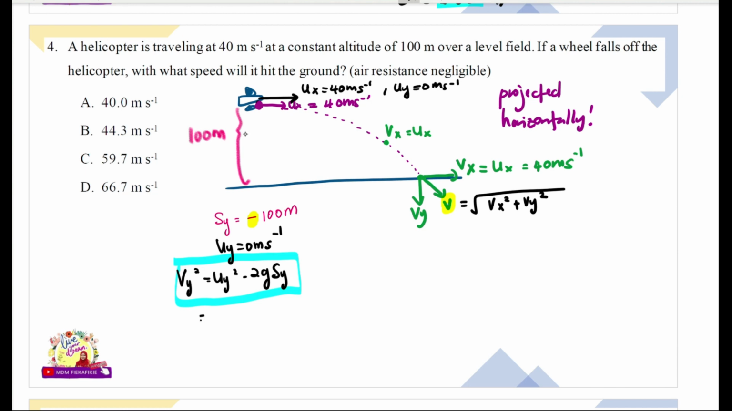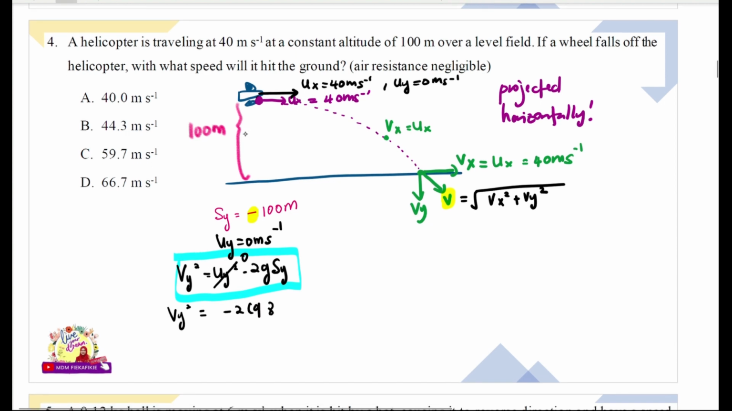Okay, so we can substitute lah nilai dia. Uy kosong. So negative 2, 9.81. Sy is negative 100. So Vy kira elok-elok you akan dapat 44.29 meter per second.